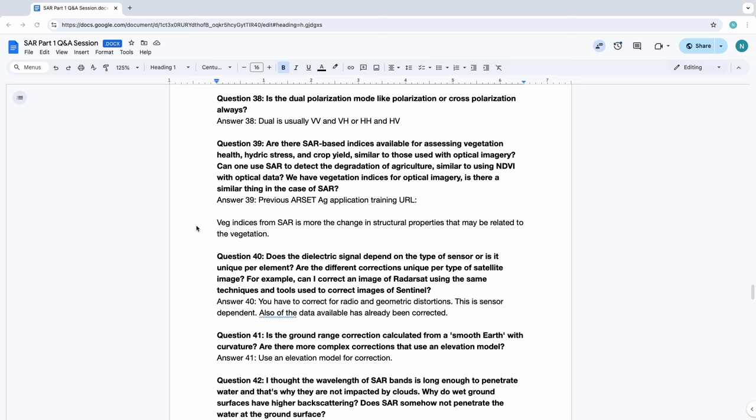Question 38, is the dual polarization mode like polarization or cross polarization always? It depends. Dual polarization mode usually is VV or VH or HH and HV, for example.